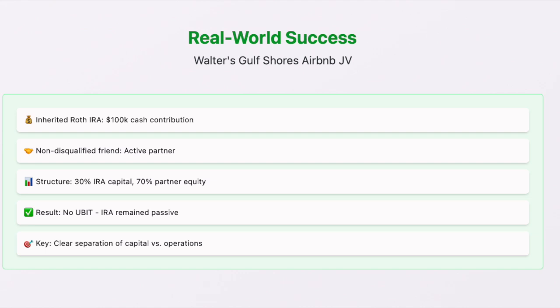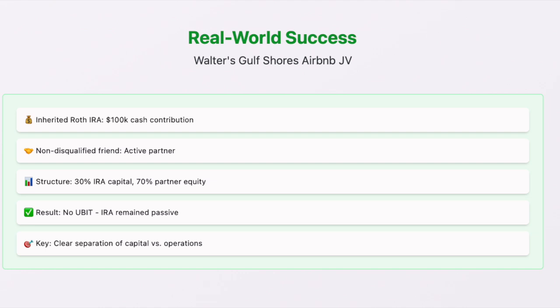And the result? The result, as reported, was that the IRA was clearly passive. It wasn't operating the business. So no UBIT was triggered for the Roth IRA's earnings from that venture. That really illustrates that JV strategy well. Separating the IRA's money from the labor and management done by someone else entirely. That seems to be the core principle. It really highlights how important that careful structuring is and sticking to those disqualified person rules.